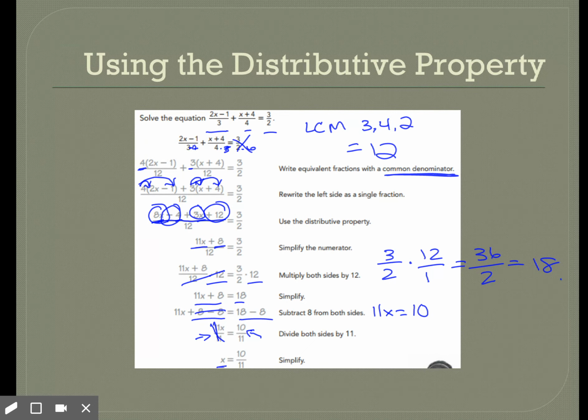Please leave it in fraction form. There's no reason to turn it into a decimal. If you can simplify a fraction, get it into lowest terms, but 10 over 11 in this case is in simplest terms.